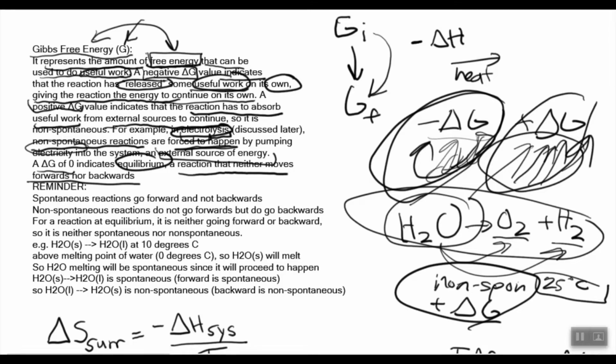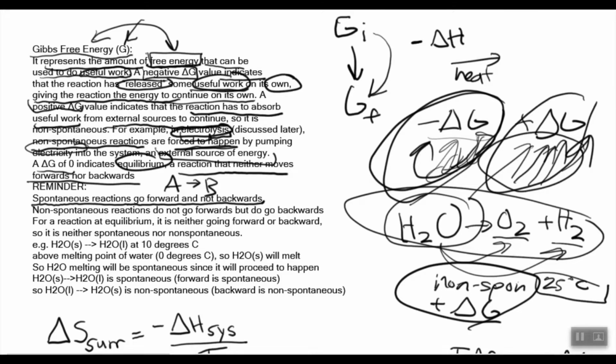So it doesn't move forwards or backwards overall. Now, let's do a little refresher. We know that spontaneous reactions go forwards and not backwards. So A to B with a single arrow would indicate a spontaneous reaction that only goes forwards.